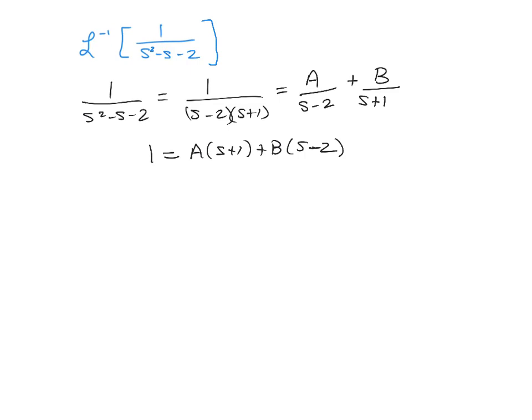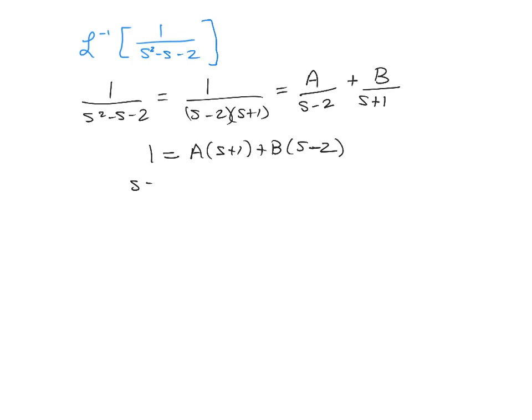You can either multiply out everything and compare coefficients on the s's and the constants. Or in this case, because both factors are linear, you can pick smart values of s. And those are values that make one of the terms disappear.